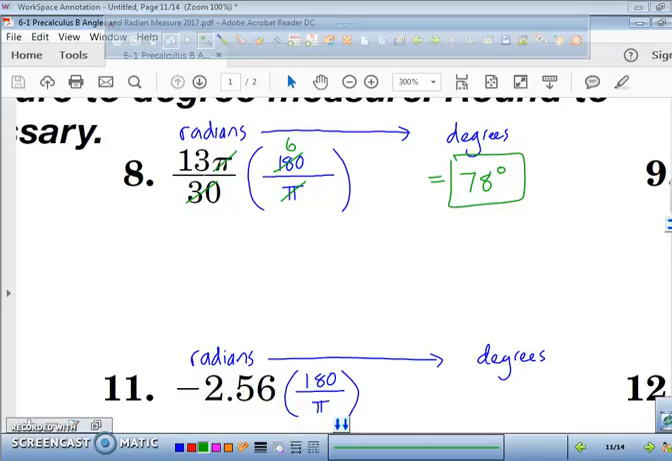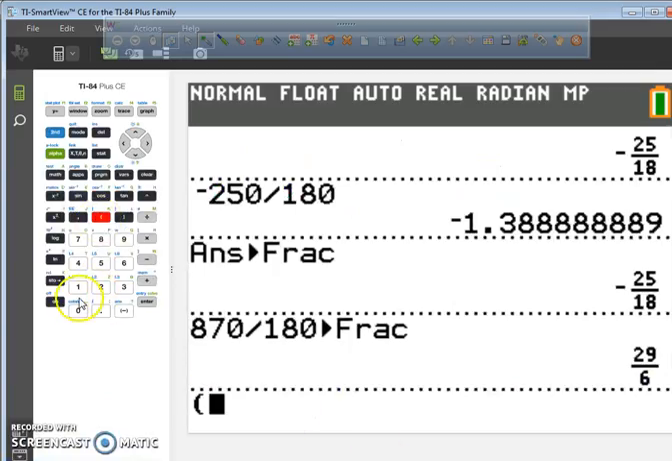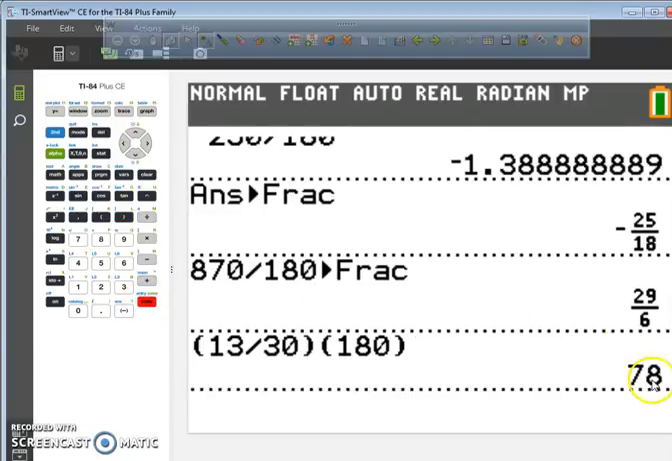Let's say you don't like that process. All you got to do is have a calculator and in parentheses do 13 divided by 30. And what do I want you to multiply it by? Just simply multiply it by 180. Notice, what did I leave out of this? I left all the pi out because I know that they're going to cancel out. What are you left with? 78.